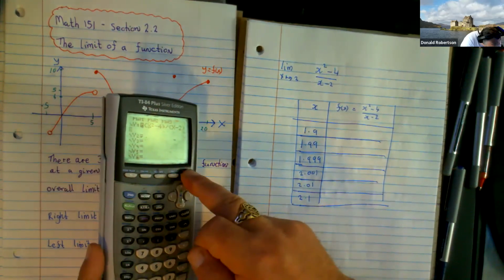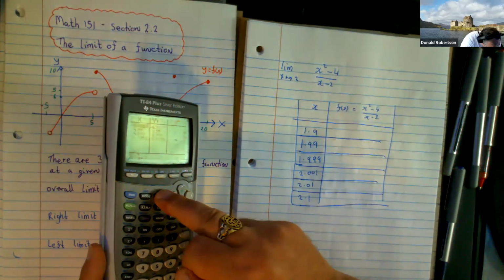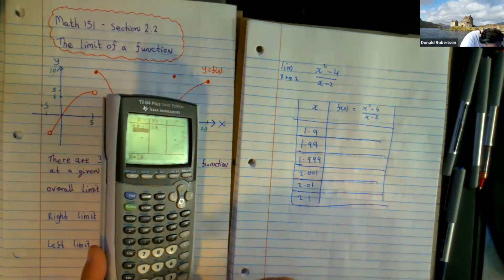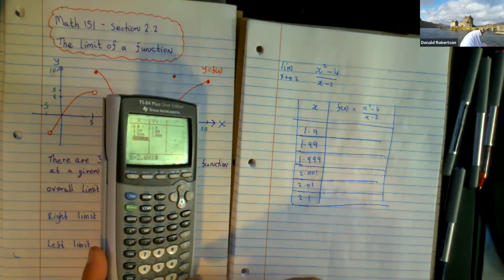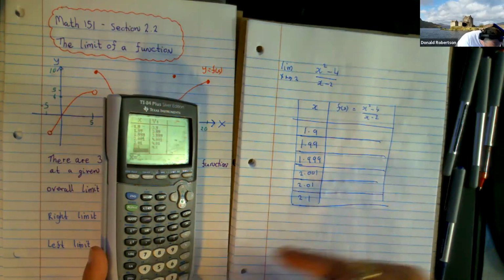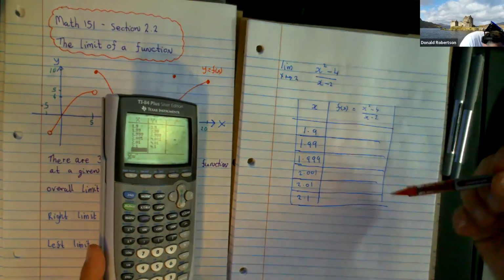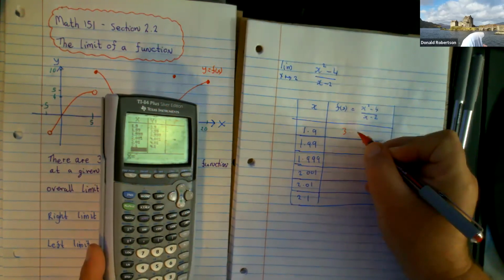And so we should be able to find these values, which I'm going to do using the table function, which I set up before. So just clear out all this stuff, and I can just go 1.9, 1.99, 1.999, 2.001, 2.01, and 2.1. Well, for completeness' sake, I'll write them down. Might be a bit easier for you to see.